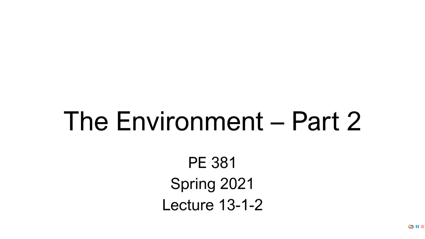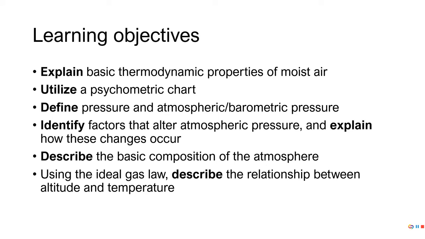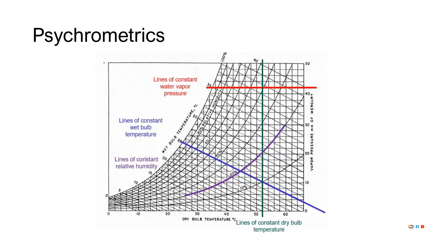About the environment here, and we're going to focus a little bit more on some broad topics that will be important as we go throughout the last 3 days of this unit. So we're going to talk about moist air, something called a psychrometric chart, and then we're going to get into atmosphere and barometric pressure.